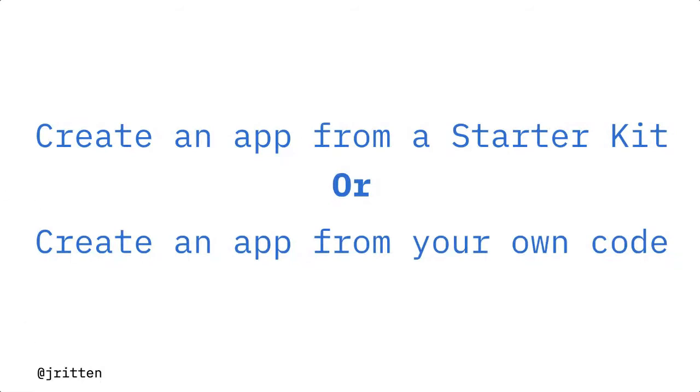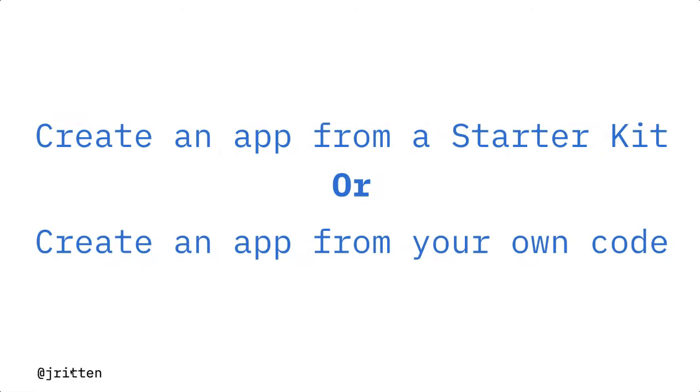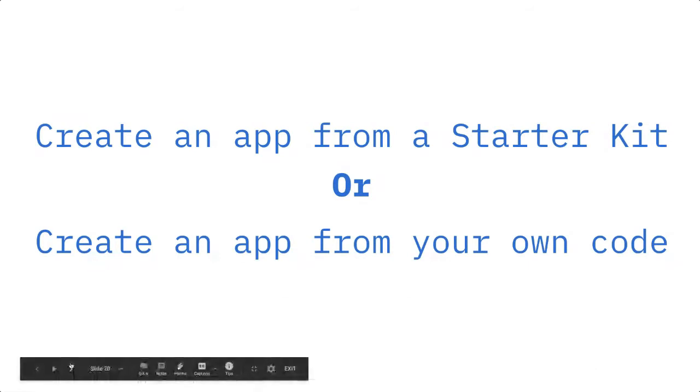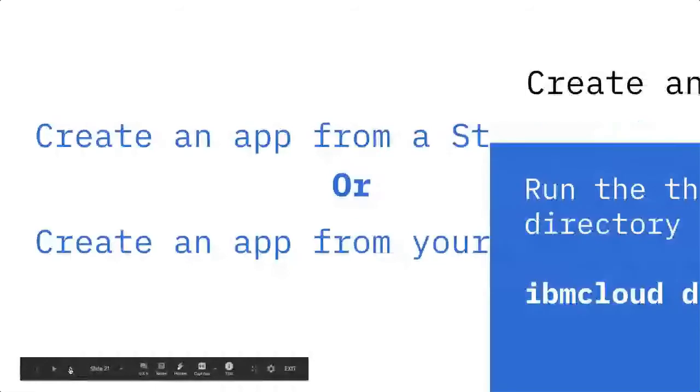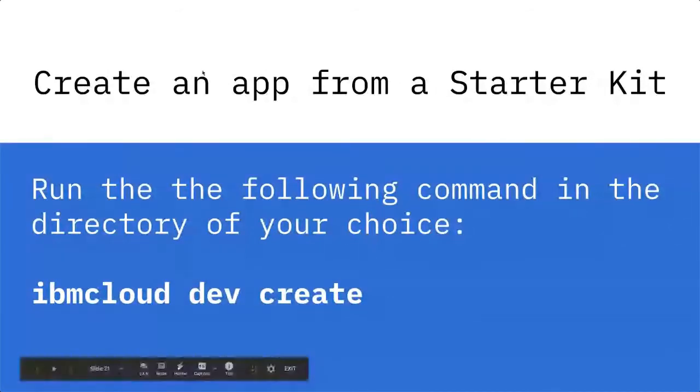So what we're going to do first is take a look at how to create an app from a starter kit. And then we'll go back and look at deploying an app from a local project on your computer. So the first thing we're going to do is create an app from a starter kit. Wherever your preferred space in your directory is, you can run the following command. If you want to nest it in a folder or put it somewhere else, that's totally fine.